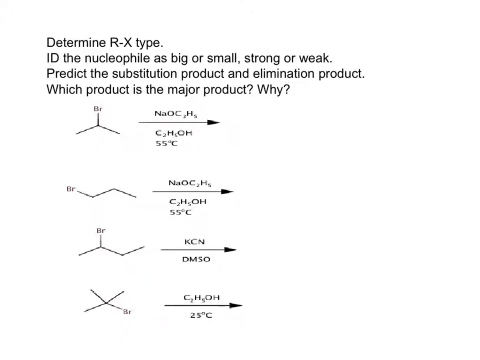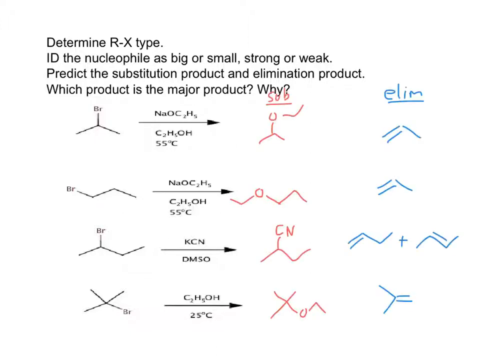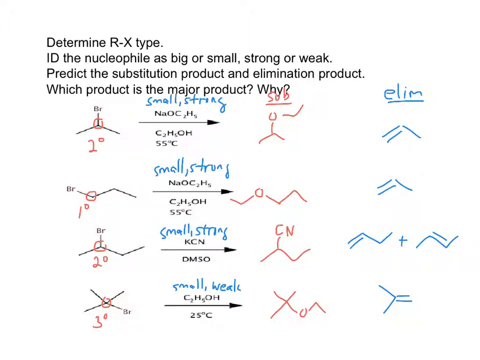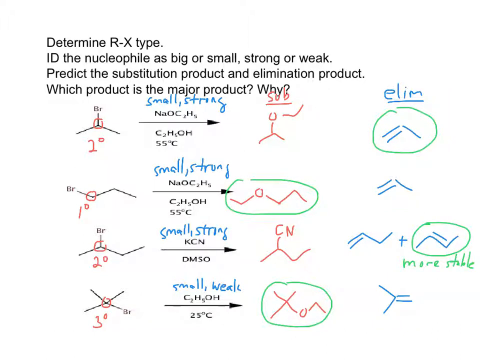Practice makes perfect, so stop the video and draw the substitution and elimination products of each reaction, then determine which product is the major product. So here are the answers. First, let's draw the substitution and elimination products. Now let's identify the alkyl halide type. Next, let's identify the nucleophile as big or small, strong or weak. So based on the alkyl halide type and the size and strength of the nucleophile, the major product for each reaction is... Refer back to slide 4 for the factors that determine whether the substitution product or elimination product is favored.